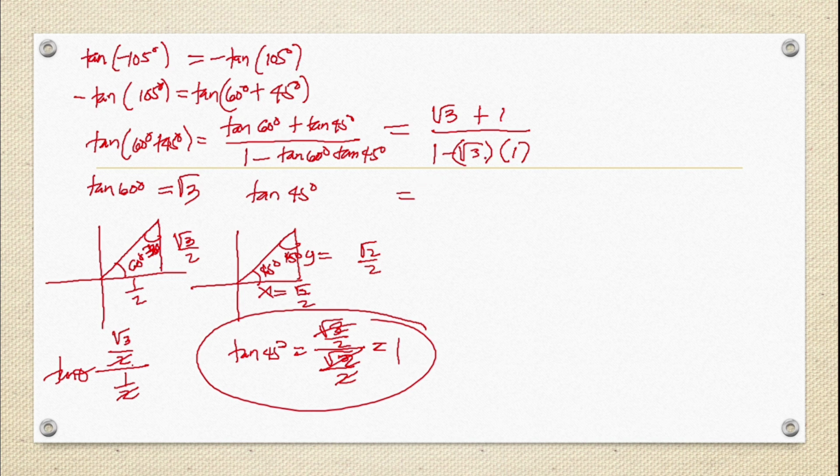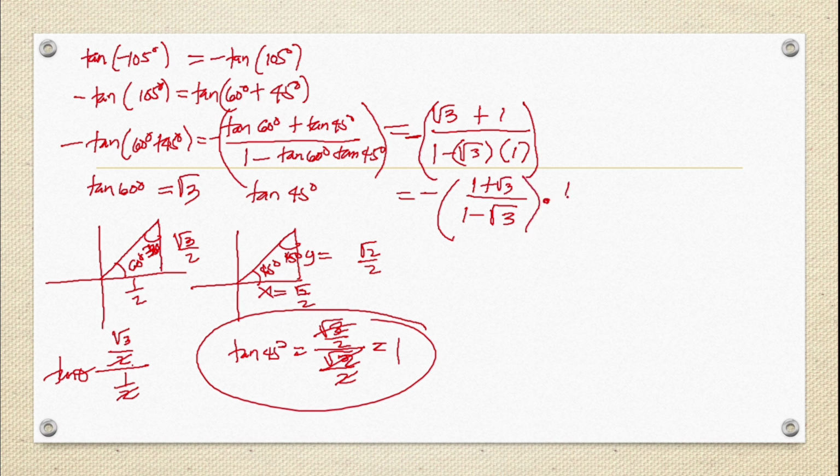if we're going to get the negative part of this here, because this is negative, square root of 3 plus 1 over 1 minus, this is negative actually. So negative square root of 3 plus 1 over 1 minus negative square root of 3 times 1. The result of this one is negative 1 plus the square root of 3 over 1 minus the square root of 3, multiplied by 1 plus the square root of 3 over 1 plus the square root of 3.